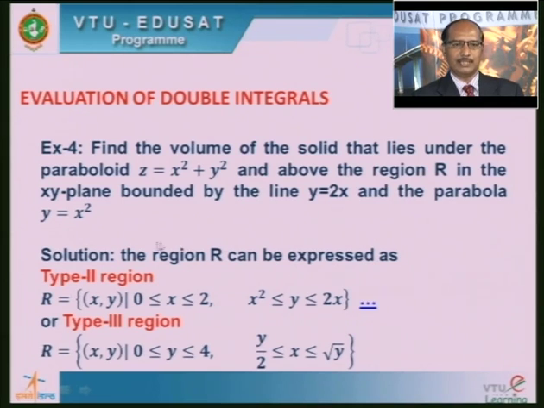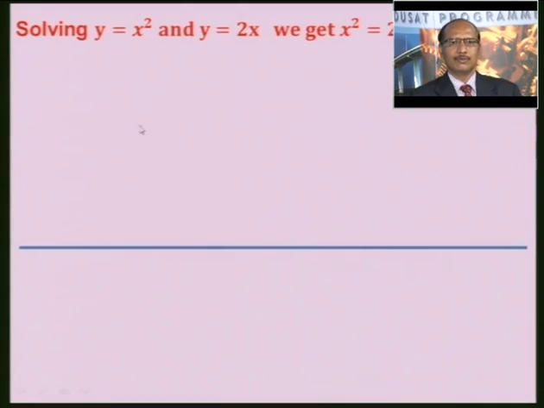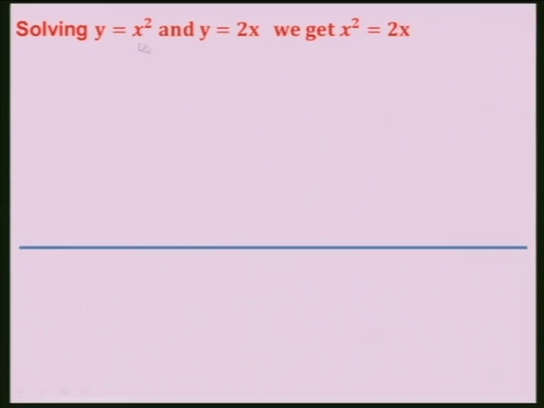The region R can be expressed as any problem. You can express the given region to be either type 2 region or type 3 region. See, I expressed it in the type 2 region. So, R is equal to, x varies from 0 to 2. Solving these two expressions, you can do the simplification. y is equal to x square and y is equal to 2x. These are the two curves, one is parabola, another one is straight line.